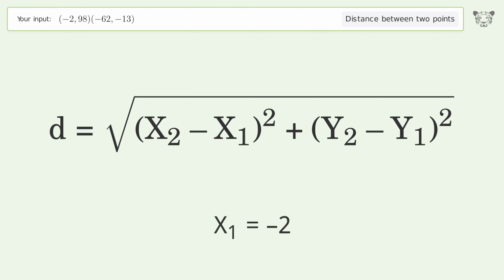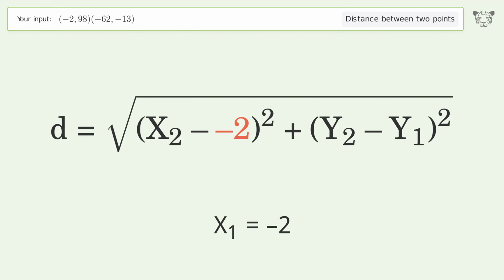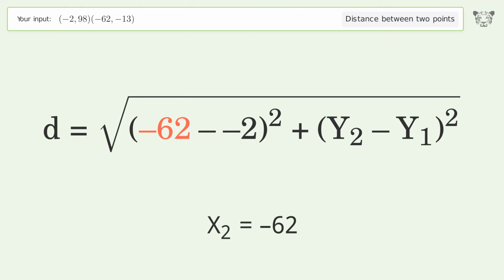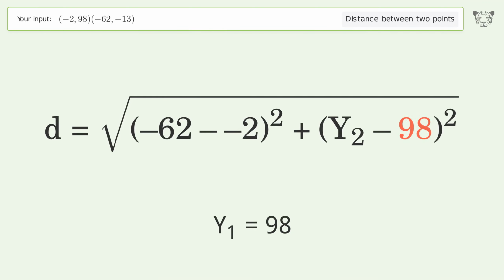x1 equals -2. x2 equals -62. y1 equals 98. y2 equals -13.